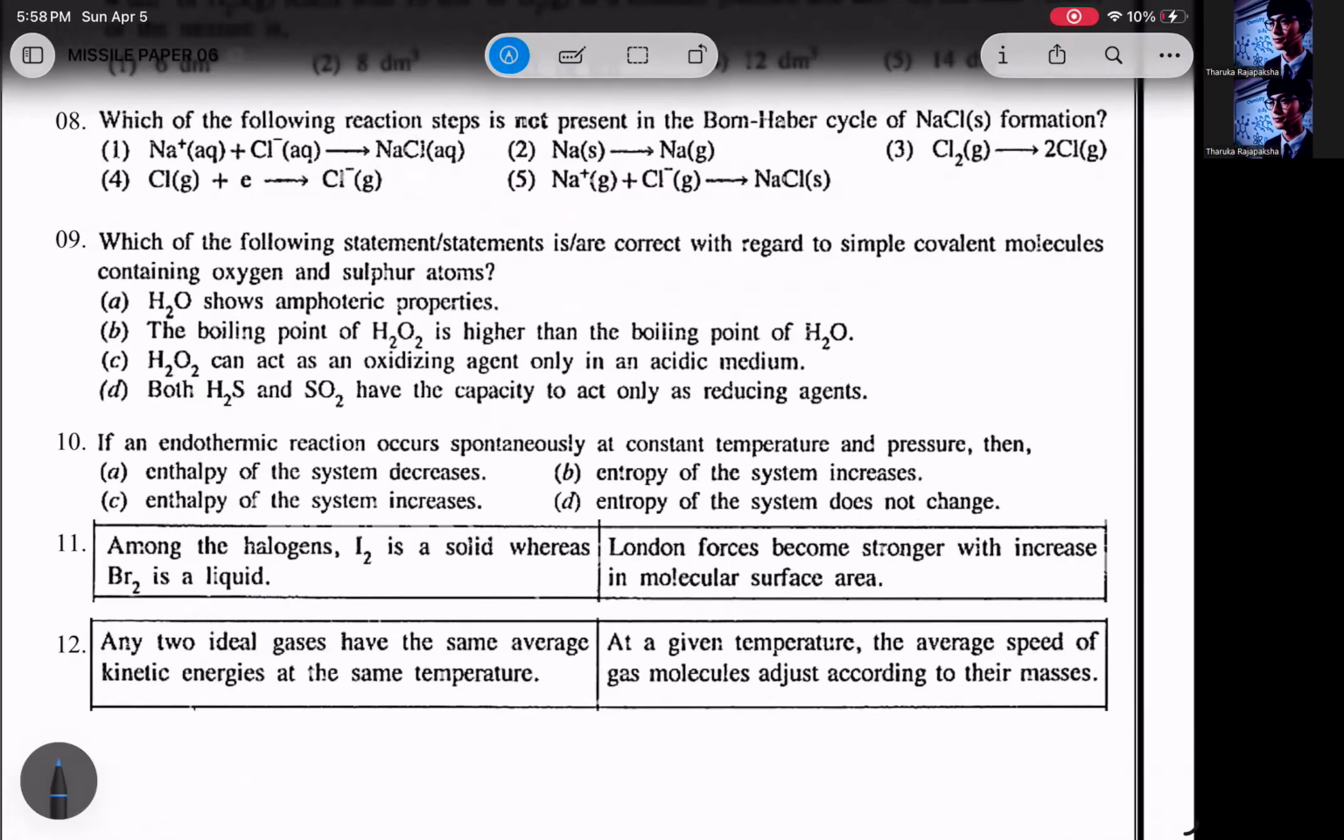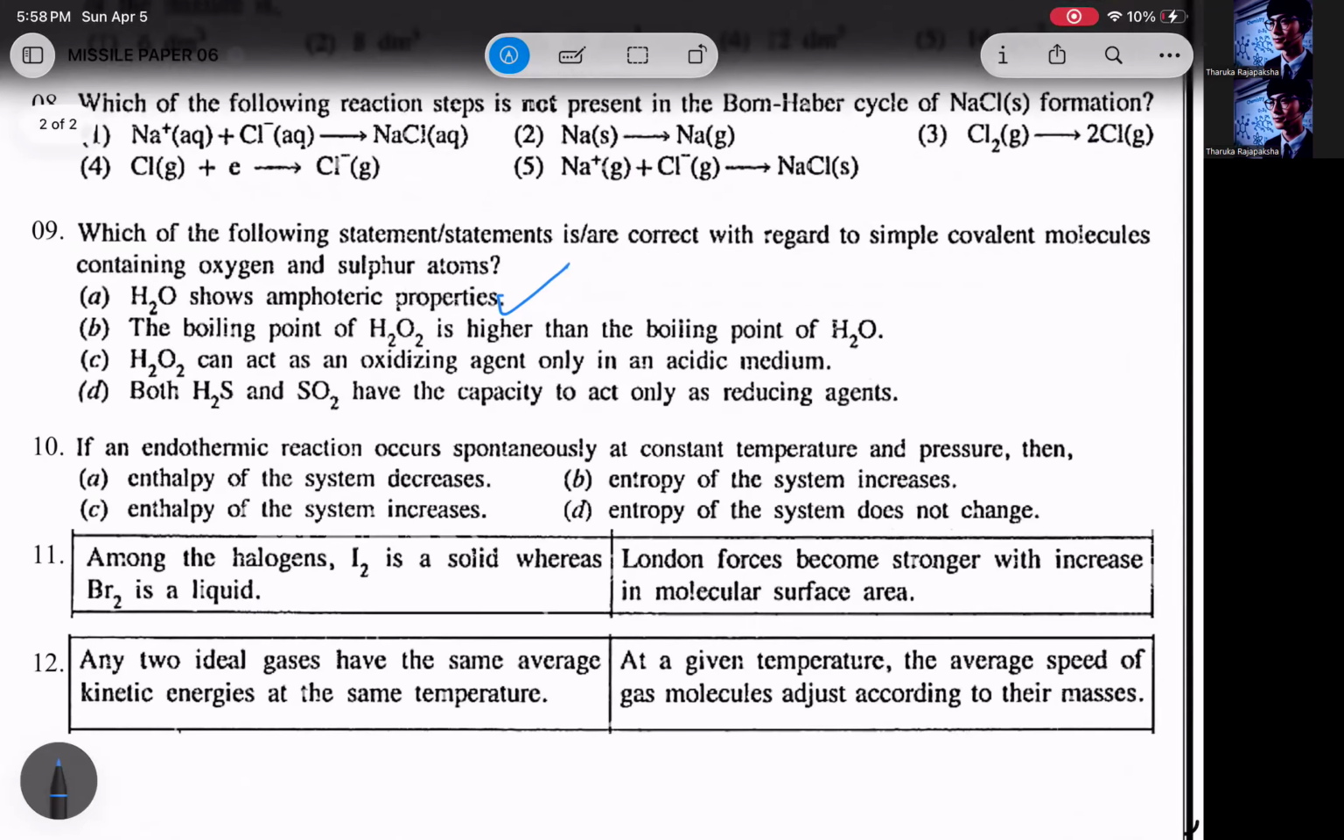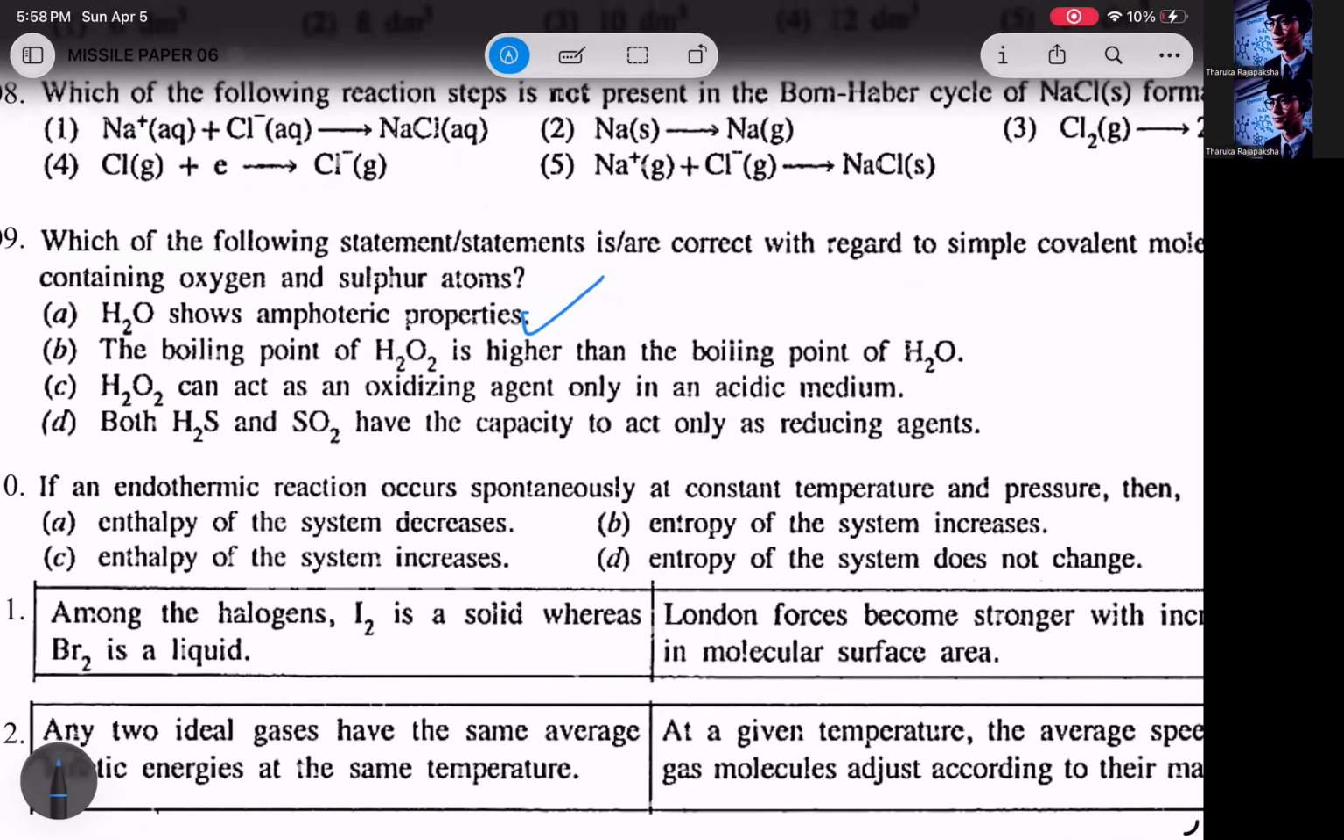H2O shows amphoteric properties. That's correct. It reacts with acids and bases. The boiling point of H2O2 is larger than H2O. Yes, that's correct. And the reason is it can form more hydrogen bonds than water.